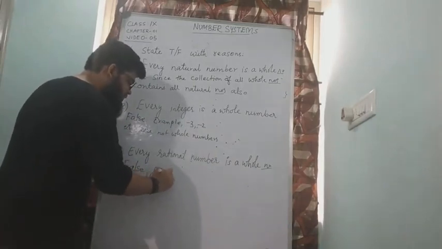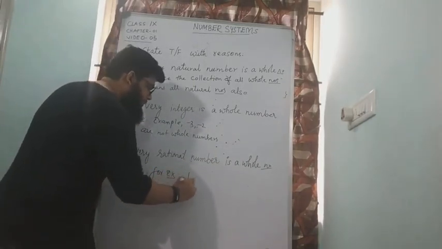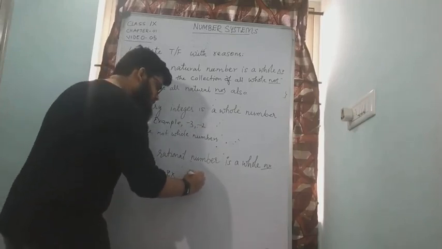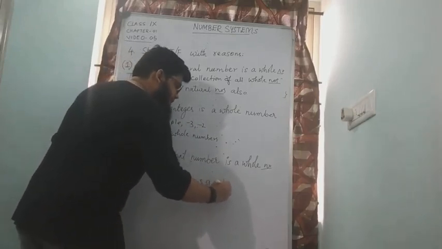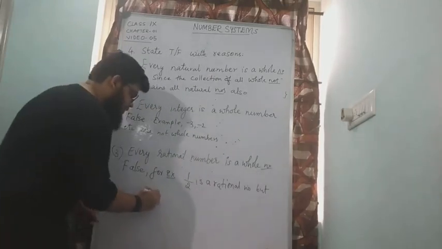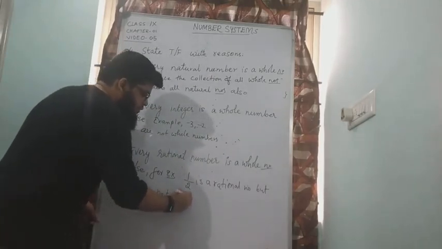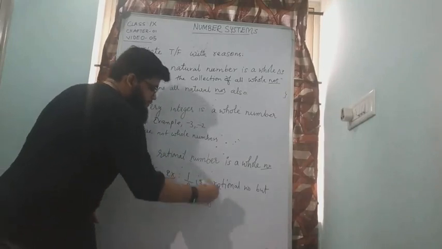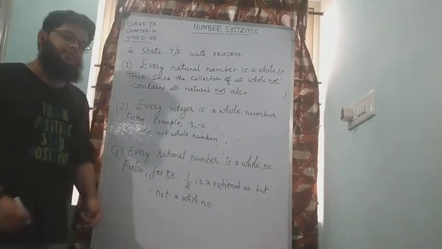For example, 1 by 2 is a rational number, but not a whole number. So this is supposed to be your reason.